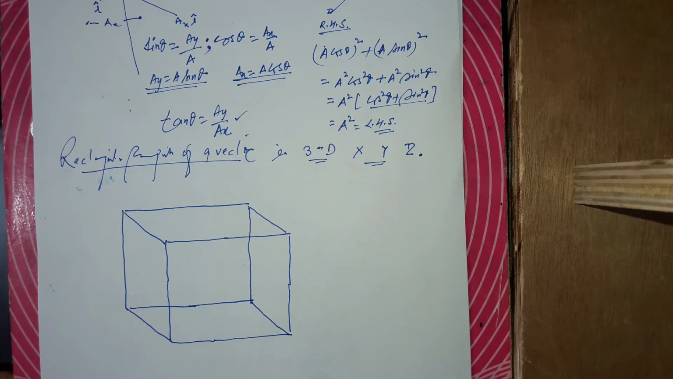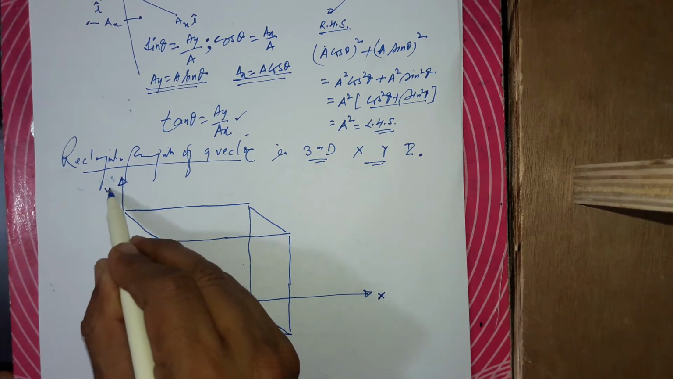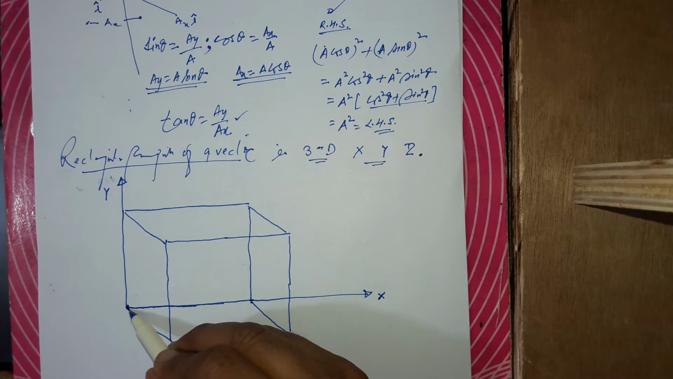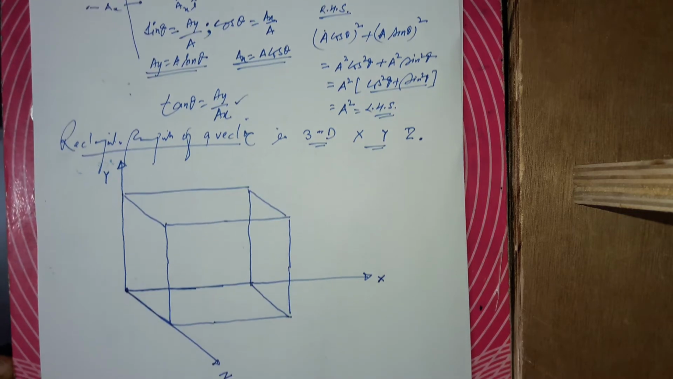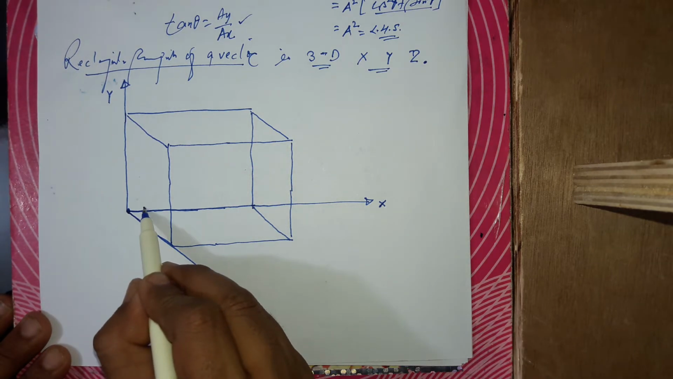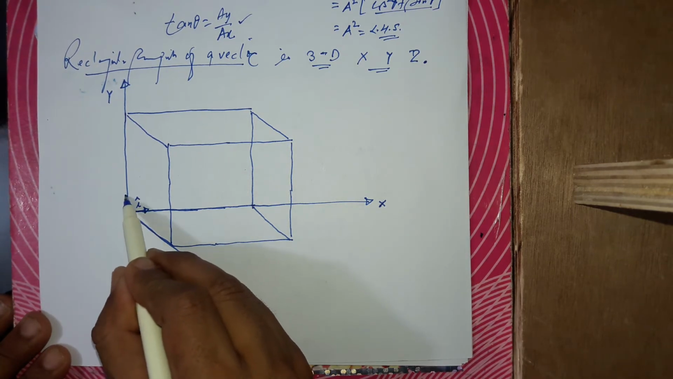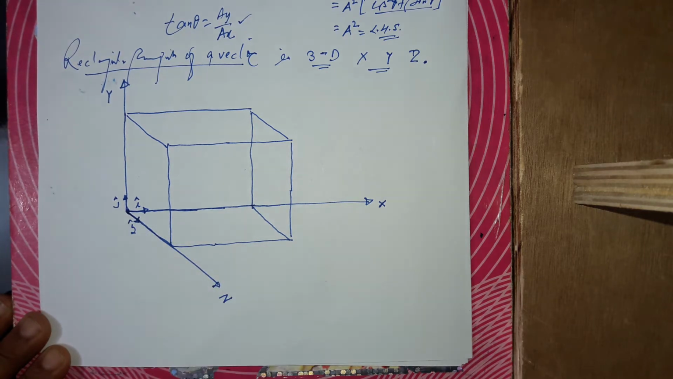This is a cube and this is the point. This side, this is the axis, x-axis, and this is the axis, y-axis, and along this side this is the axis, z-axis. My dear student, this is i cap, along this side you have j cap, along this side you have k cap.